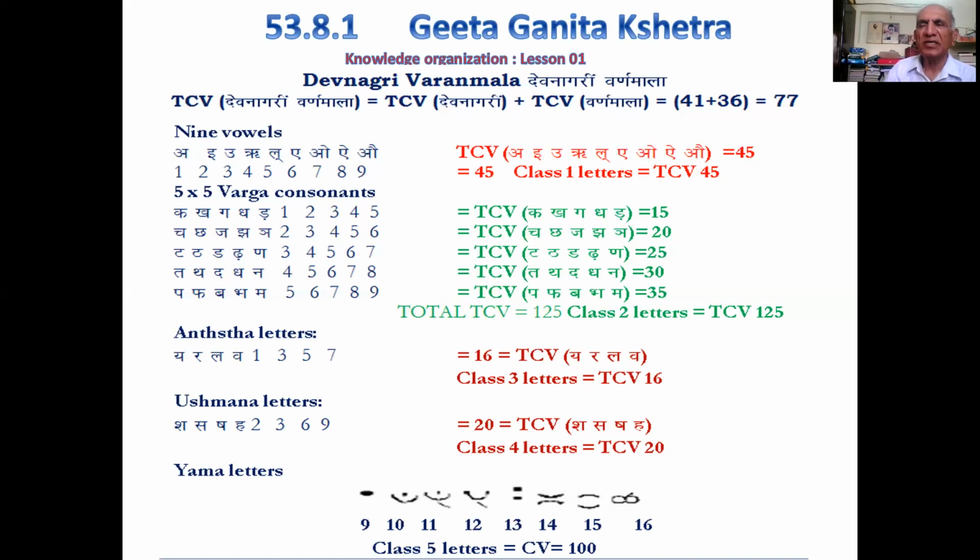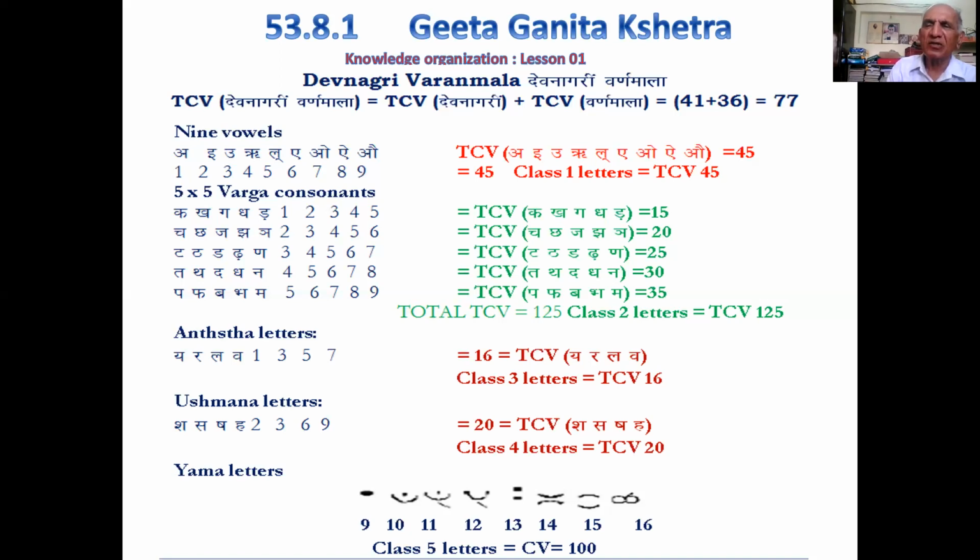Step ahead, the second group, the second class of Devnagari alphabet letters is a group of 25 consonants. These 25 consonants are designated as Varga consonants. These Varga consonants are in a grid form of 5 rows and 5 columns. These 5 rows are designated as first row, second row, third row, fourth row, and fifth row.